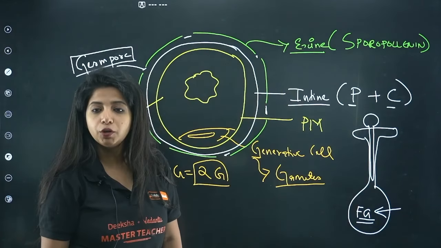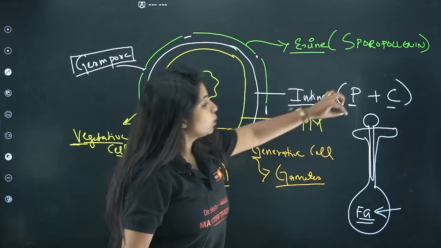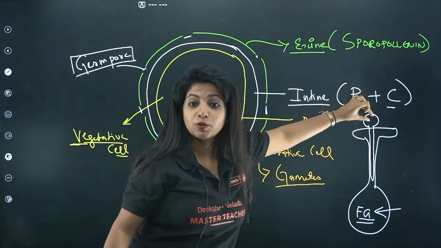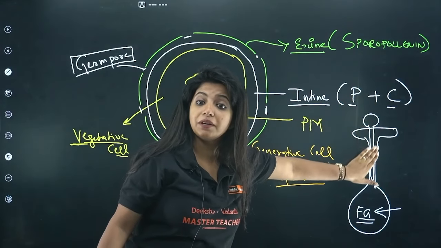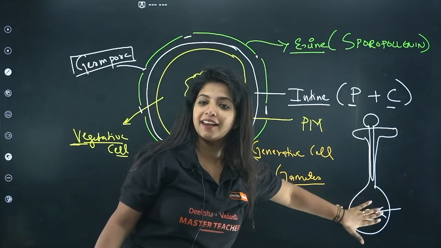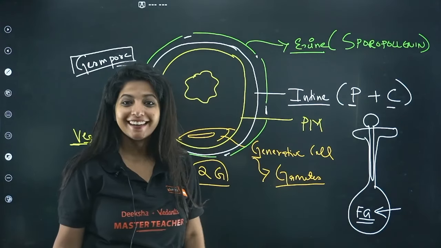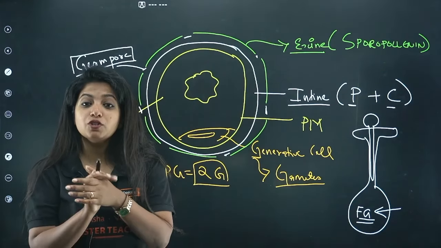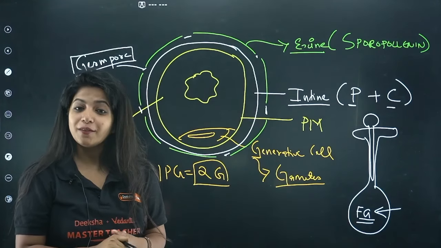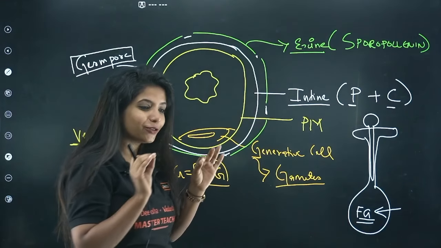What do you call this? Pollen tube. Why is there a tube? Because with the help of this tube, the male gametes in the pollen grain will be transported towards this area where you have the female gamete. Now, who is responsible for the formation of this pollen tube? I'm going to talk about that also.